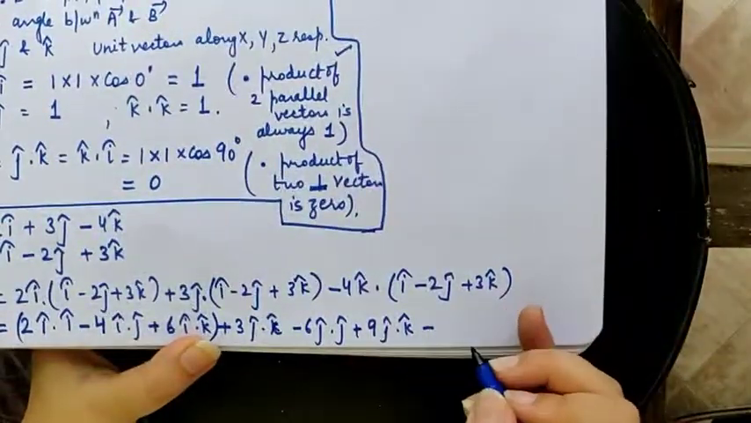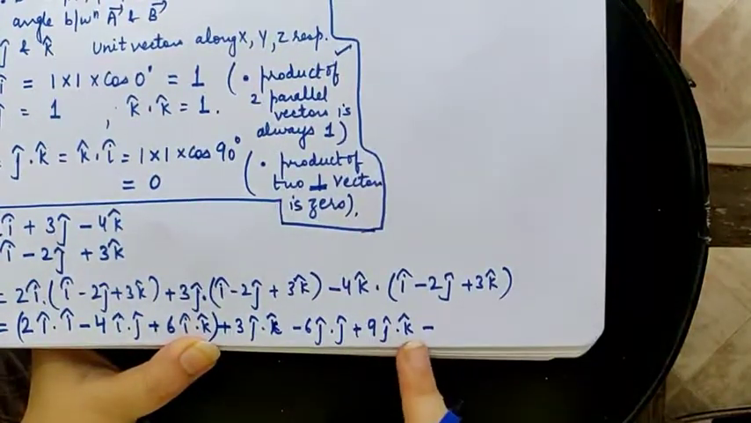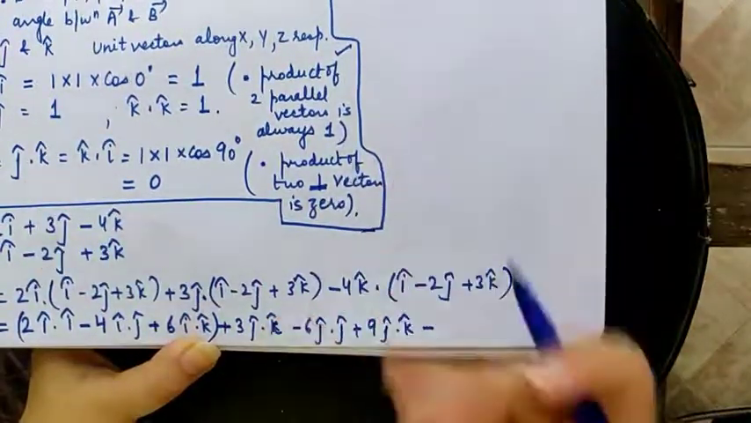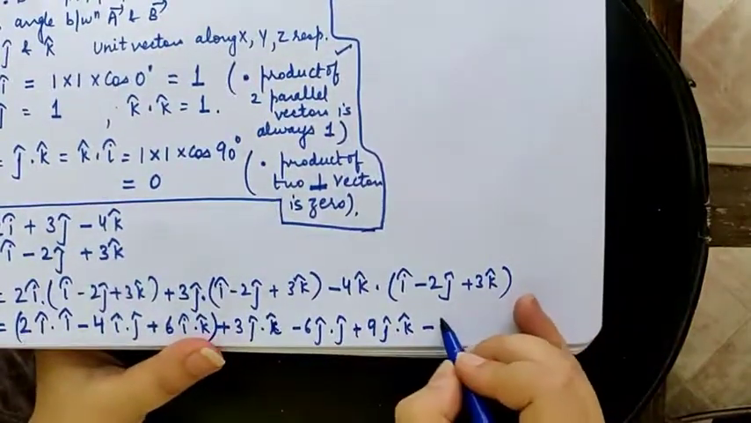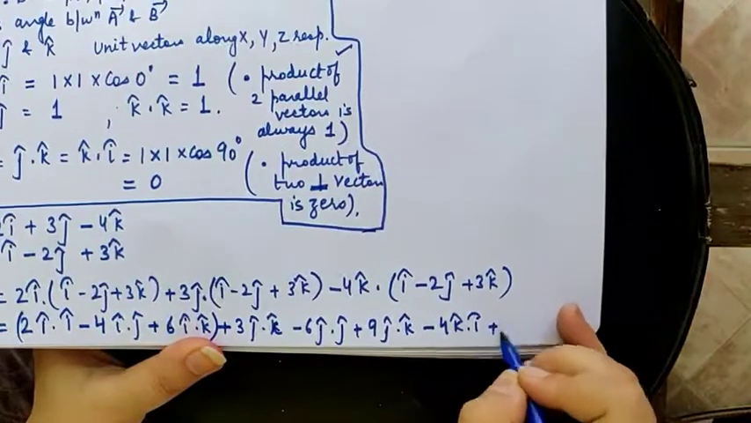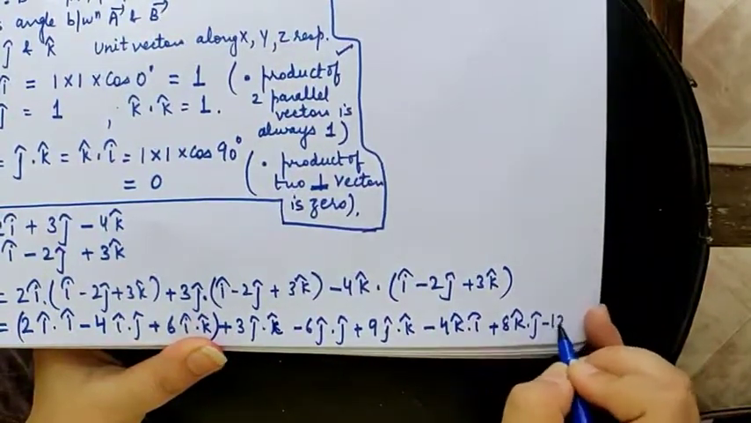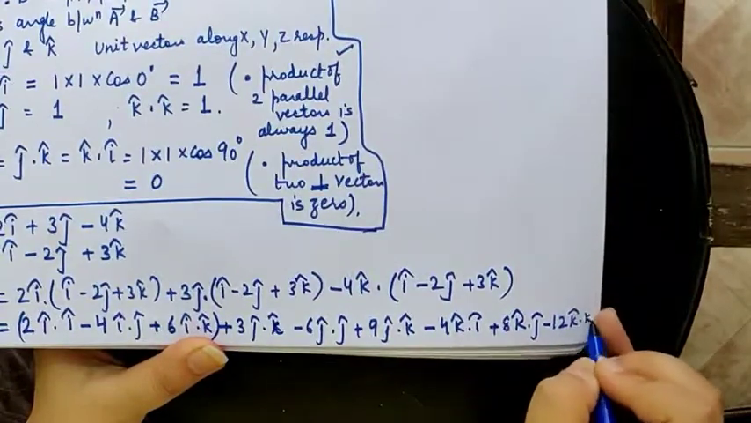You will be wondering why I am doing so much when I know j dot k will be equal to 0, but I need to explain to you, that's why I am doing this. 4k dot i plus 8k dot j minus 12k dot k.